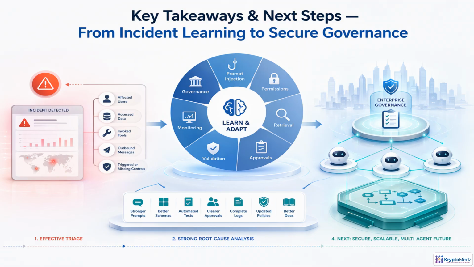Incident review is how agent security becomes adaptive. Start with precise triage. Who was affected, what data and tools were involved, and which controls fired or failed. Then analyze the full system, from prompts and permissions to retrieval, approvals, monitoring, and governance. Finally, convert every lesson into stronger controls.